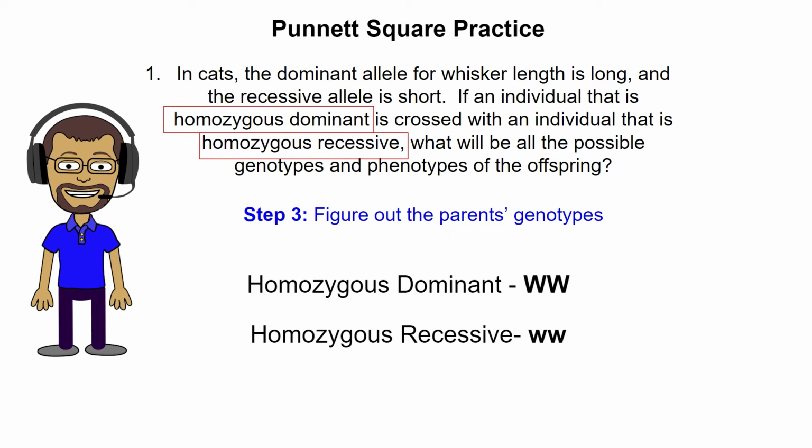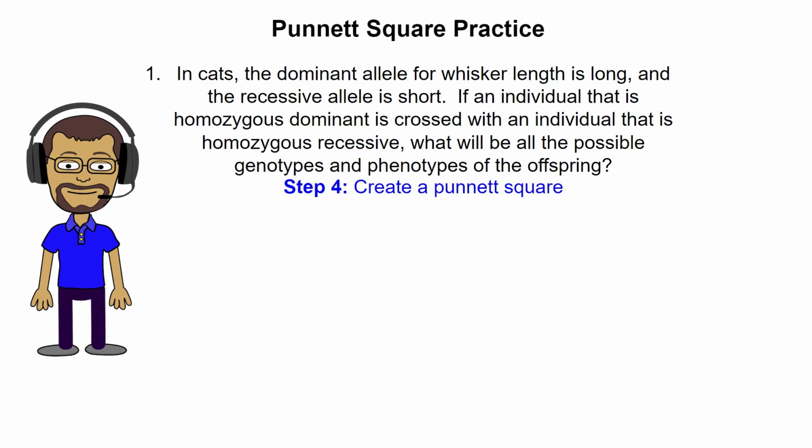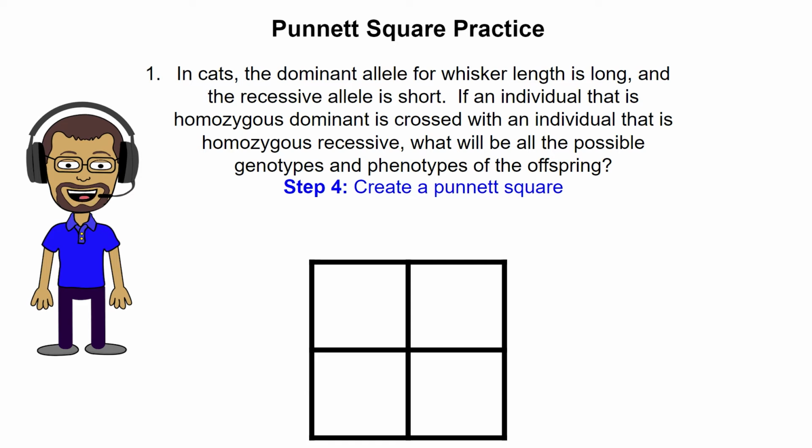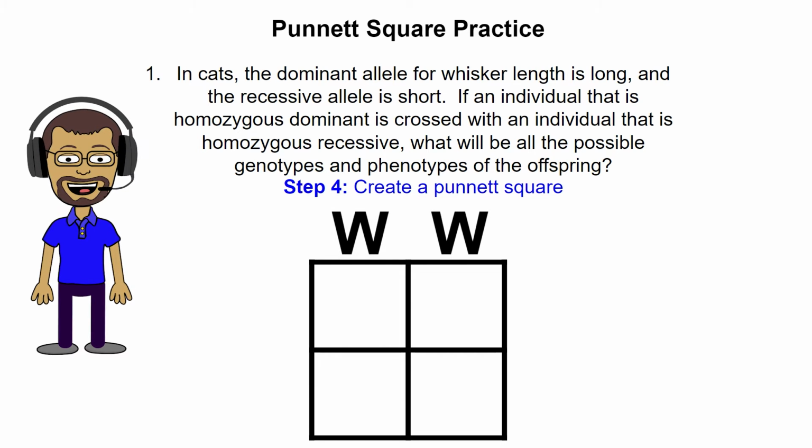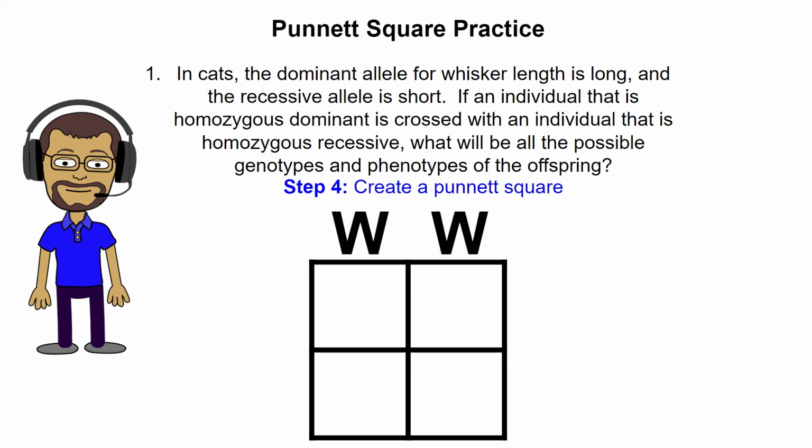Step 4 is to create a Punnett square. You're going to draw out boxes just like this, 4 boxes all connected together. We're going to put the genotype of one parent on the top, so let's do the homozygous dominant on top. And we're going to put the genotype of the other parent on the side. Let's do homozygous recessive on the side. It really doesn't matter which one goes which.